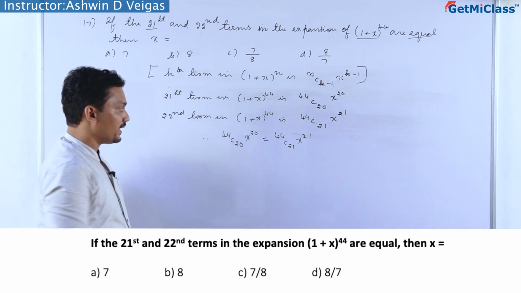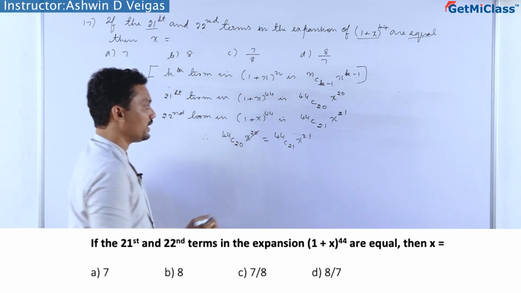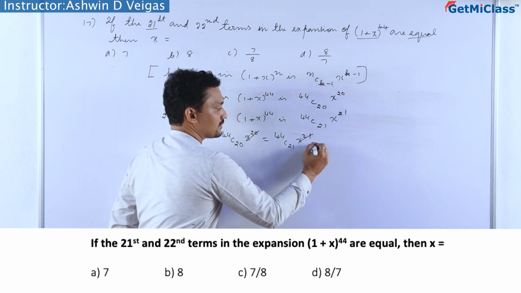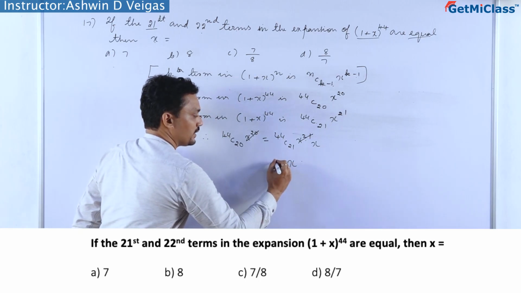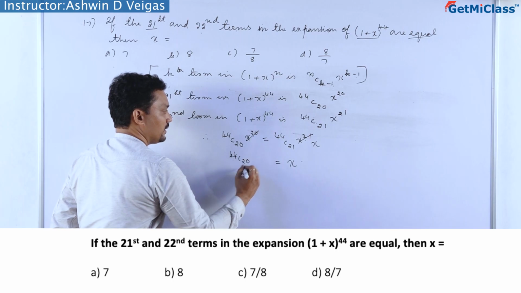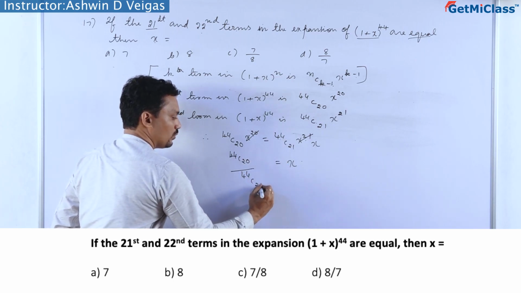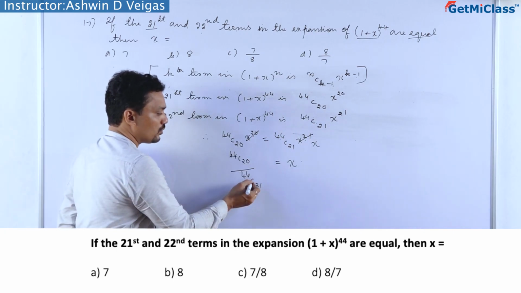Now my job is to find x. So I can find x if I cross multiply this, or I can cancel x^21 and x^20, leaving x here. So therefore I will get x is equal to 44C20 divided by 44C21. So this will be the value of x. Okay. Now how to simplify this?